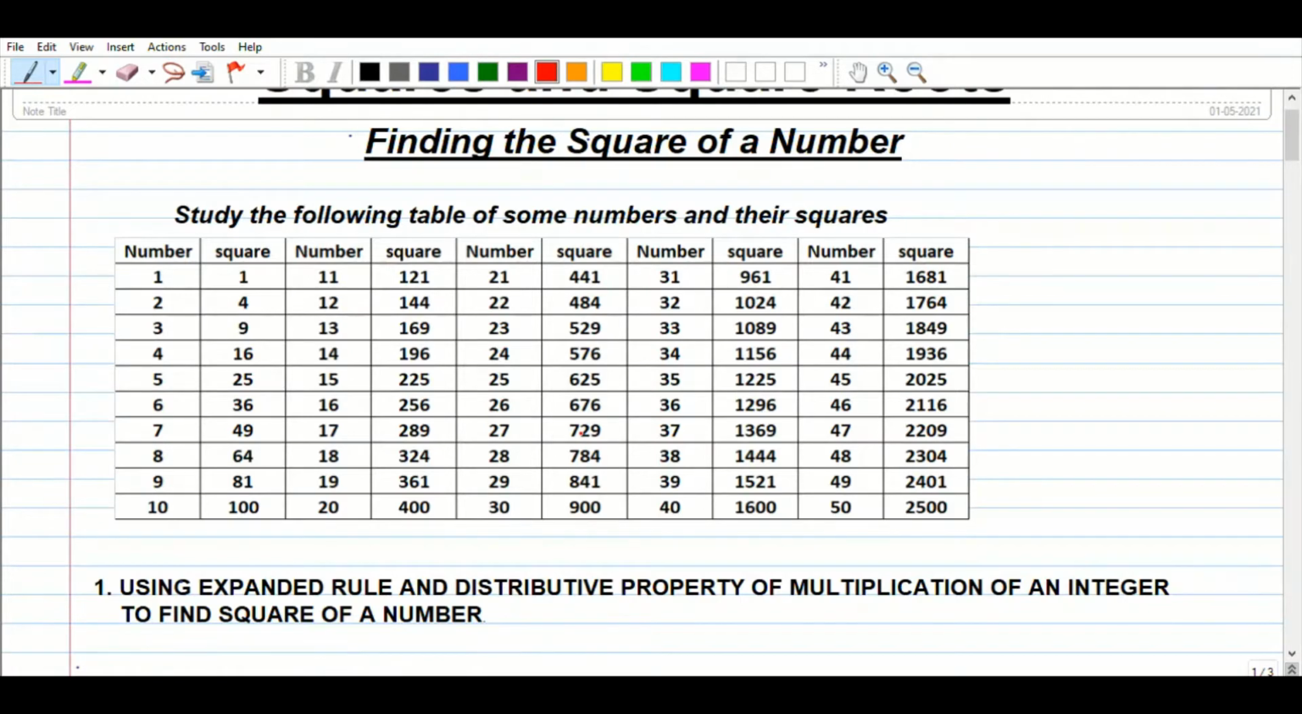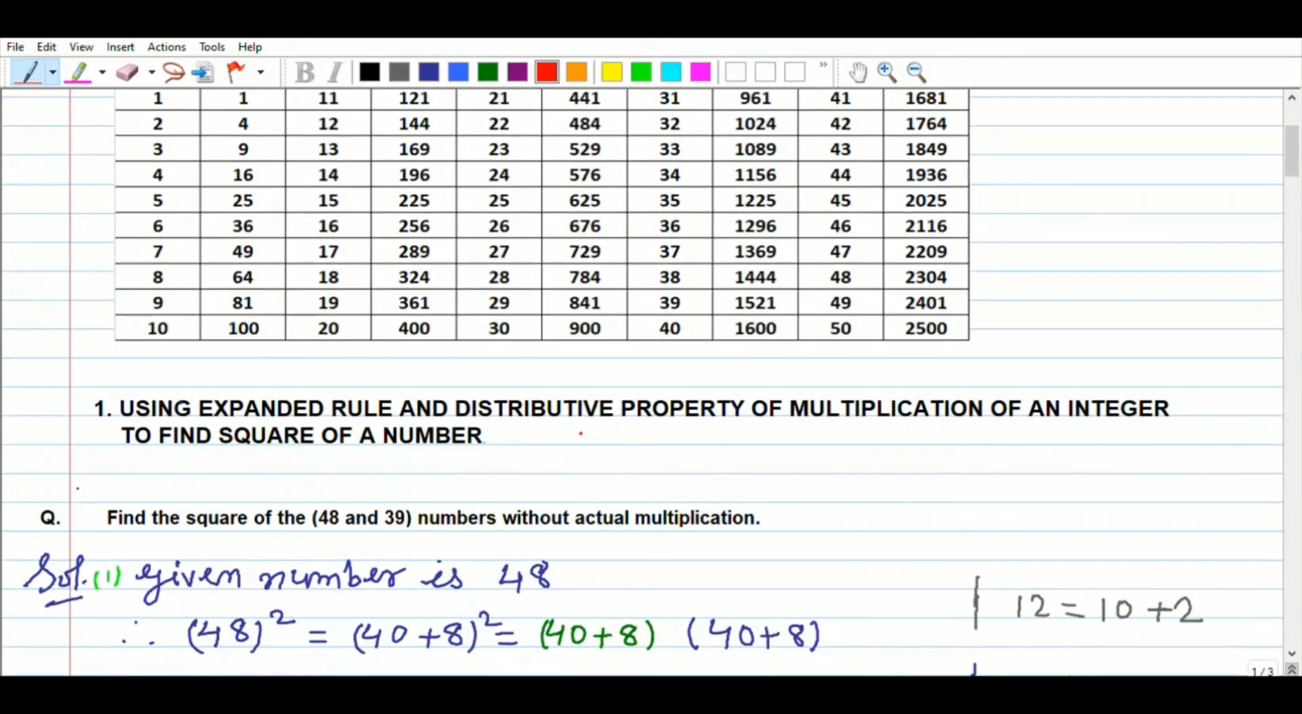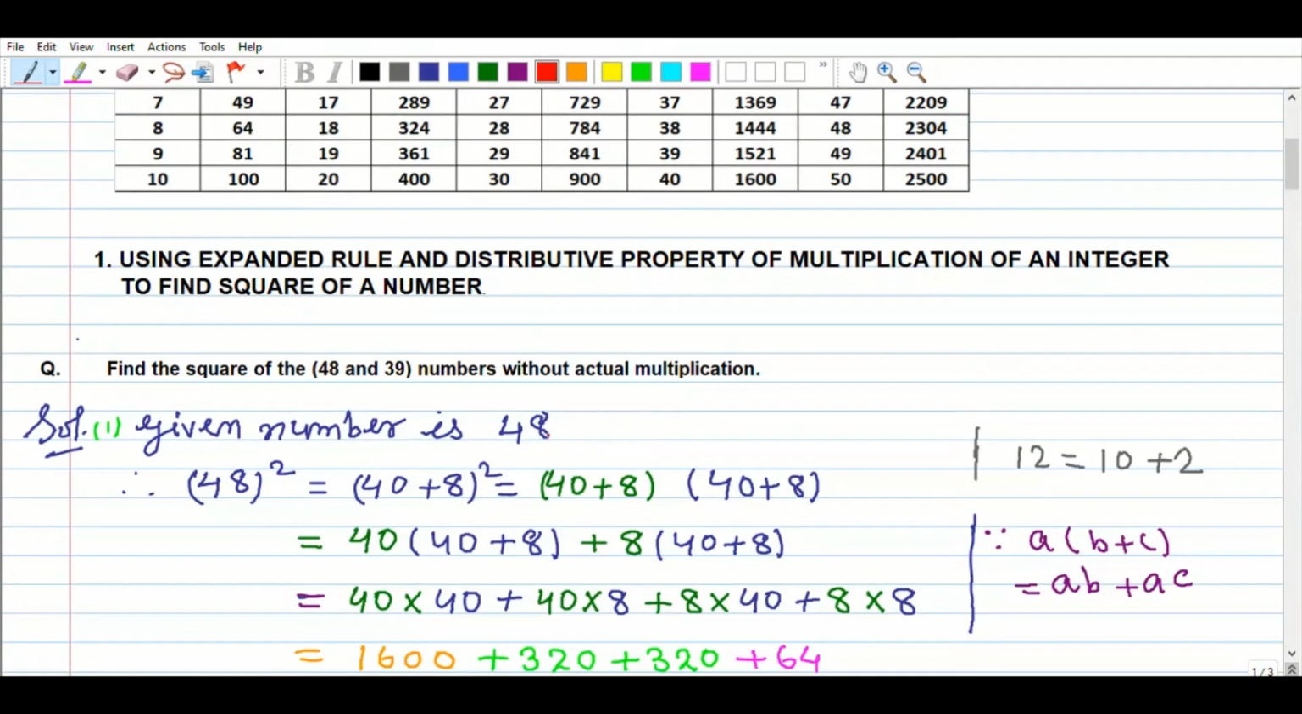Now let's start. I have written here, find the square of the 48 and 39 numbers without actual multiplication. We know, we have learnt in class 5, 4, 6, whatever that. Given number is 48. We expand it: 40 plus 8. 48 can be written as, after expanding, 40 plus 8 whole square. Whole square means 2 times we will write. Here I have written 40 plus 8 in brackets.